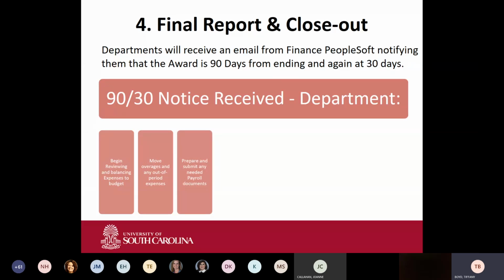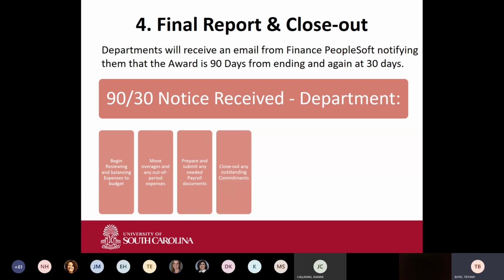You need to start preparing and submitting any needed payroll documents. So account change forms, things of that nature. You need to start deciding, do I need to set up a risk account for the next year of funding? Do I need to request a no cost extension? Do I need to get SAM involved? Those are just the type of conversations you need to start having so that you can submit the payroll documents necessary to prevent cost transfers going back and forth. So you can set up and submit account change forms appropriately.